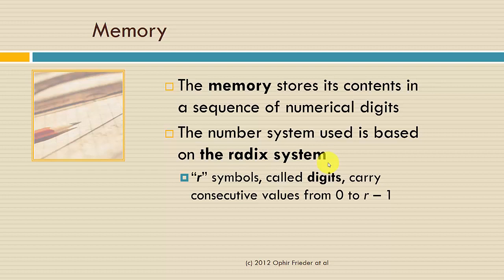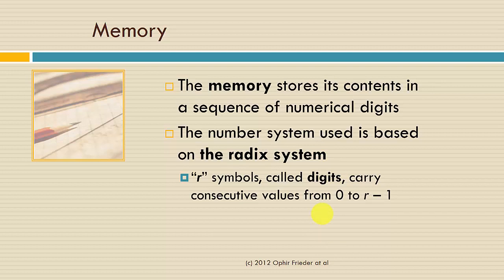The radix system essentially says that our symbols called digits carry consecutive values from 0 to r minus 1. So if we have a system that's based on 10, the digits become 0 through 9. If we had one based on octets, or the number 8, our numbering system would be between 0 and 7. And then once we move to 8, we would have another digit there, so it would be a 1 and a 0.